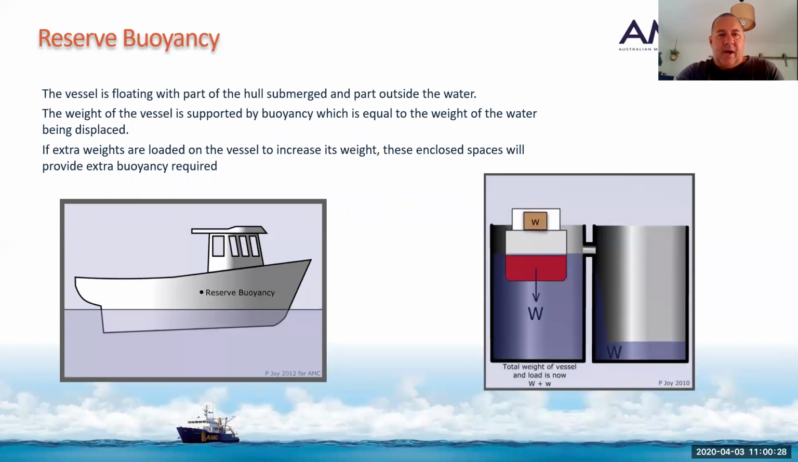The vessel is floating with part of its hull submerged and part outside the water. The weight of the vessel is supported by buoyancy, which is equal to the weight of the water being displaced. If extra weights are loaded on the vessel to increase its weight, then the enclosed spaces will provide the extra buoyancy required. So then there's a little animation there. You can see if we put a new weight on the boat, then we will have to displace the same amount of weight in water, and obviously our draft will increase.